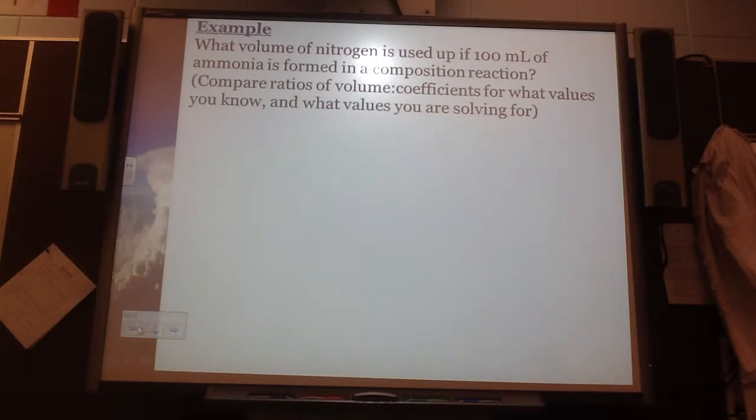What volume of nitrogen is used if 100 milliliters of ammonia is formed in a composition reaction? So we compare our ratios of volume to coefficients for what values you know and what values you're solving for. So for our formula, we're using the same one. We're trying to find the amount of milliliters of nitrogen. You know the amount of milliliters of ammonia.